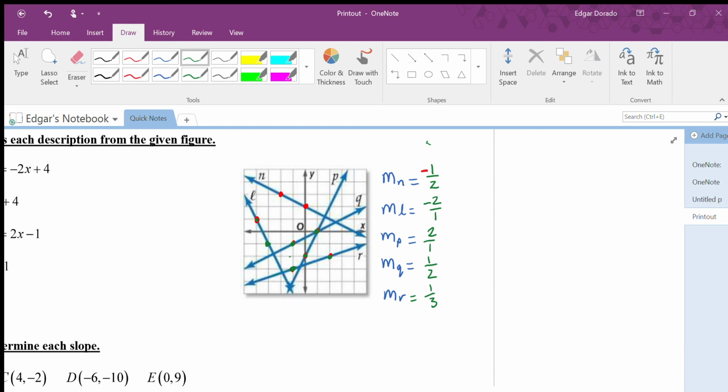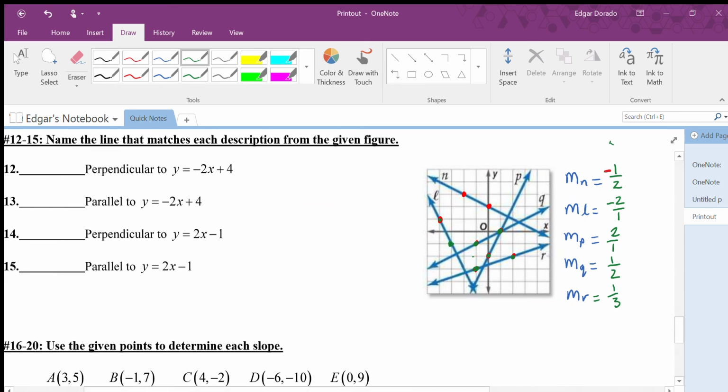So there are all my slopes, and actually they are all different. So I have negative 1/2, negative 2 over 1, positive 2 over 1, positive 1 over 2, and finally 1/3. So keep those in mind for when we go ahead and solve 12 through 15.